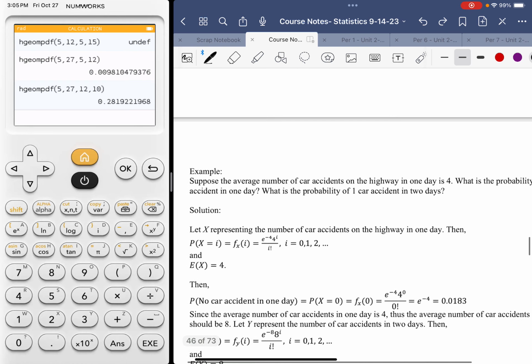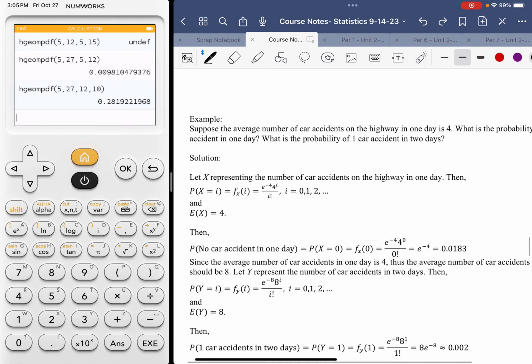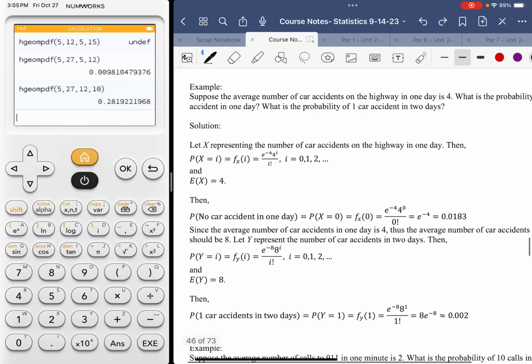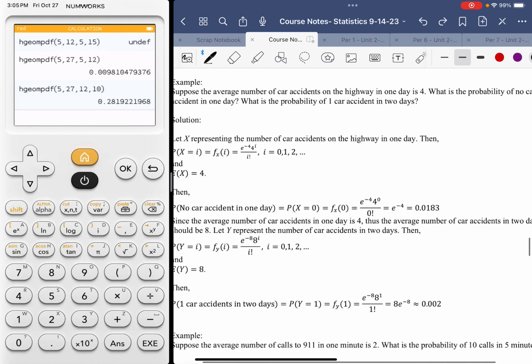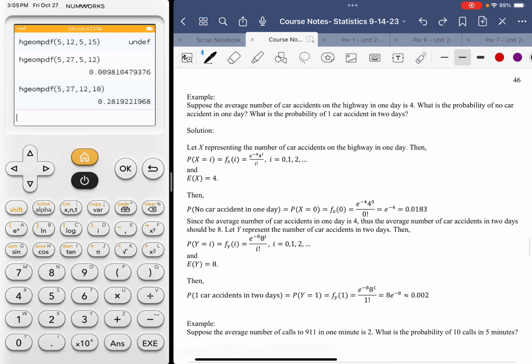Right? You could see that there's a lot of notes here, but fortunately, we're not really going to have to rely on the by hand approach because the calculator is going to handle that for us. All right. So I detail out a complete solution here, but I'll read it to you and then go through it. Suppose the average number of car accidents on a highway in one day is 4, so that's 4 accidents per day.